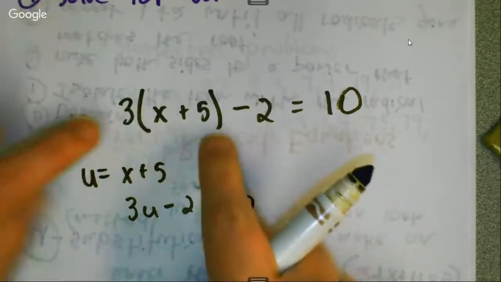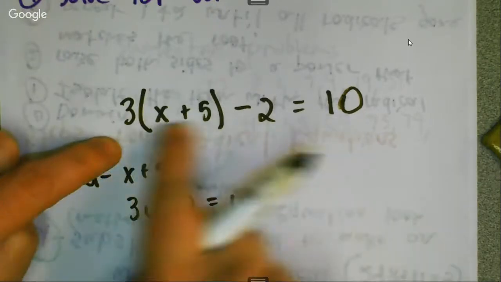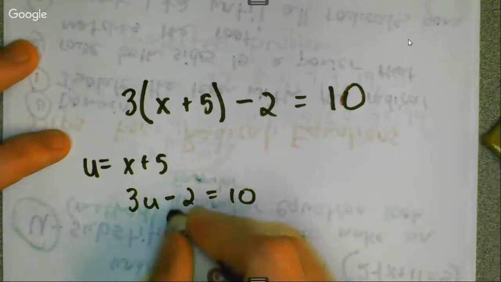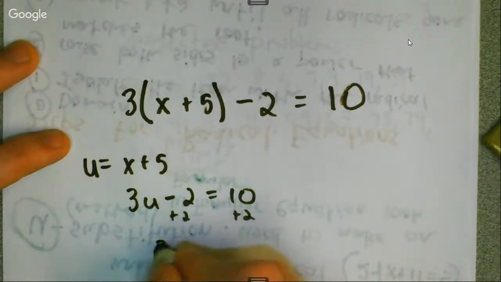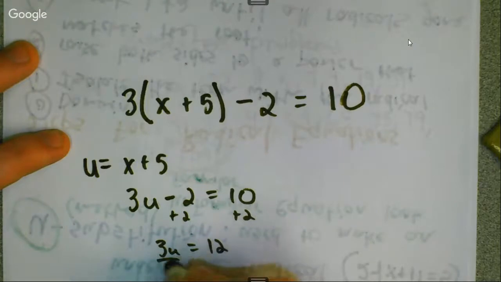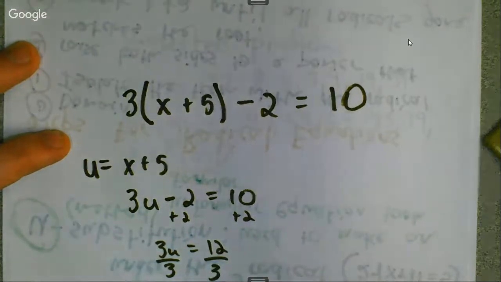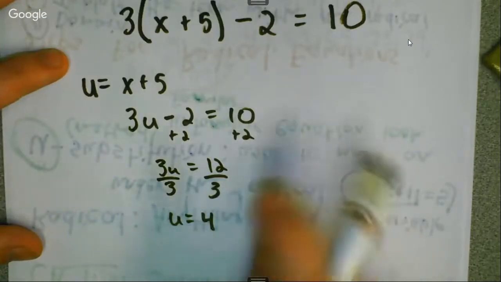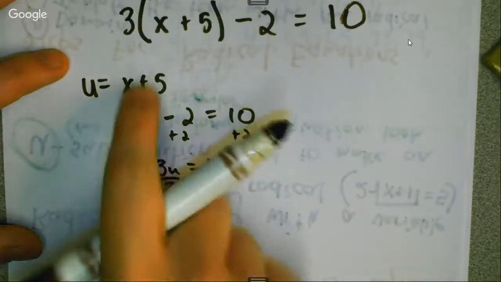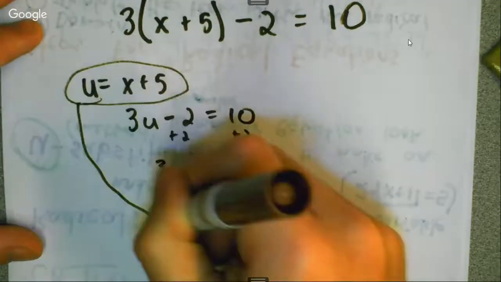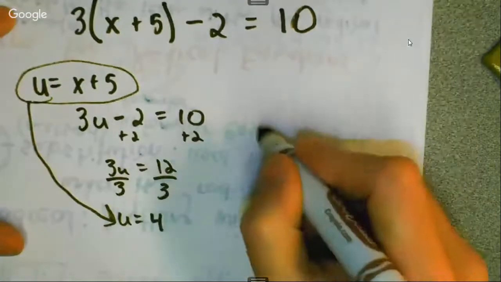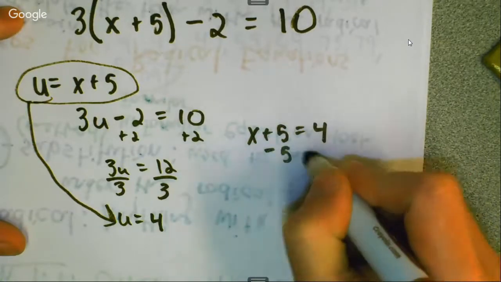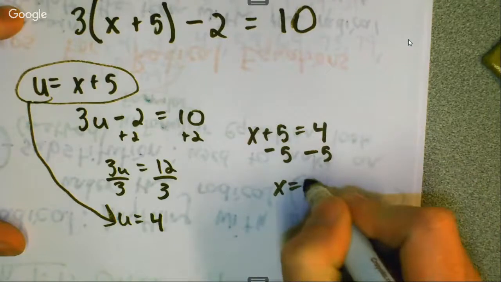Now what happens is it took this difficult equation and made it much easier. So now we'll solve for u. Let's add 2. So it's 3u equals 12. Divide by 3, divide by 3. U equals 4. Okay, so now we're going to take this right here and plug it back in. So now I have x plus 5 equals 4. Subtract 5, minus 5, x equals minus 1.